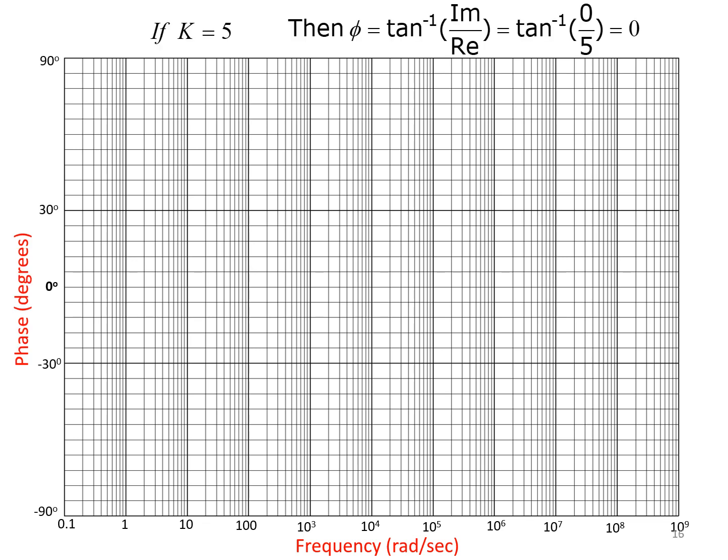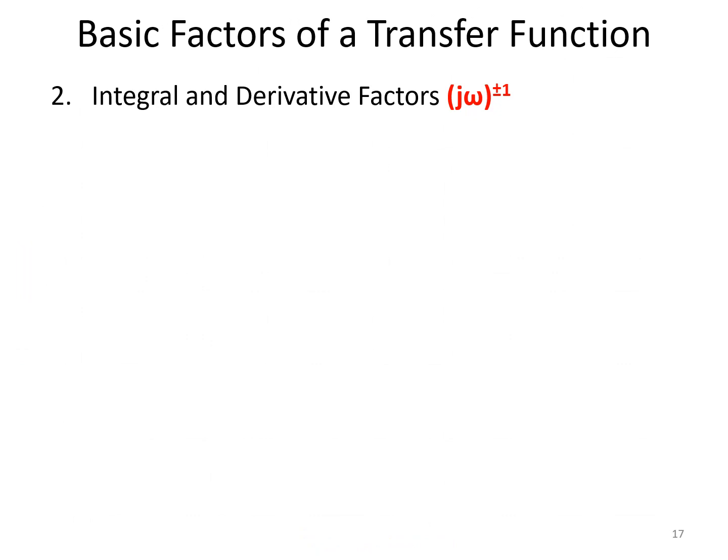Now, with k equal to 5, let's check the phase value. The phase value is 0, represented as 0 degrees, again with a straight line. This is how the gain value, that is the magnitude value and phase value, for a constant DC gain of a system is represented, with a straight line. The second factor is called the integral or derivative factor, which is represented as j omega or 1 by j omega.